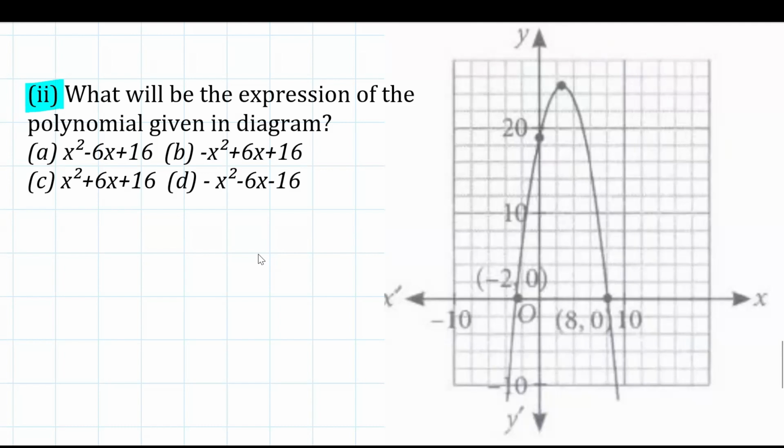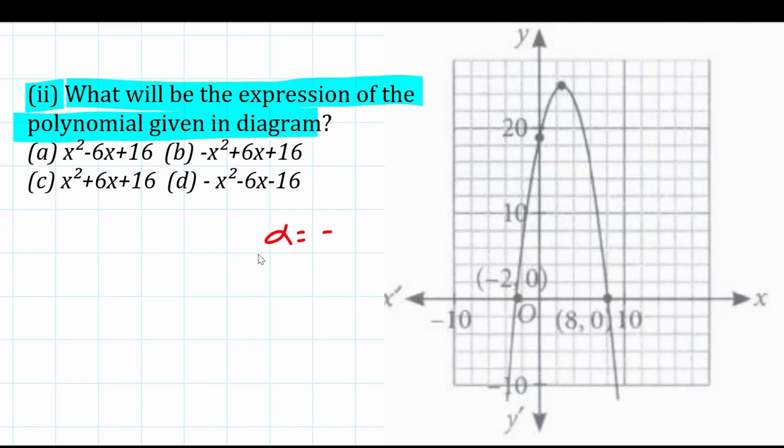In the second part, it says what will be the expression of the polynomial given in the diagram? Well, we have first found the zeros. What were the zeros? The zeros were -2 and 8. I'm using alpha and beta to represent the zeros.